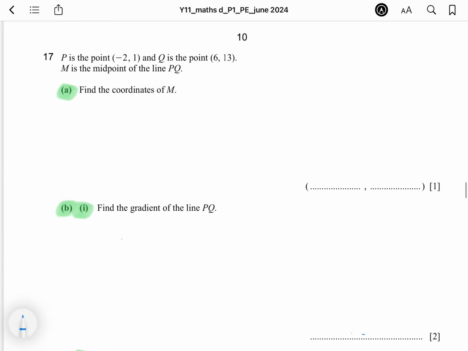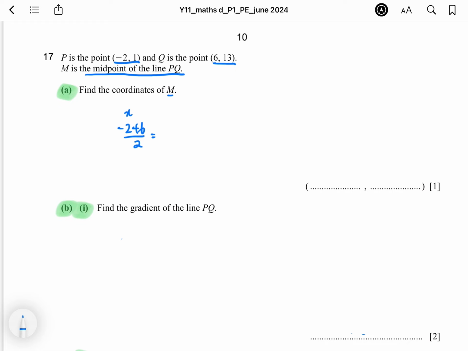Find the coordinates of M. M is the midpoint of line PQ. P is given, Q is given. So what I have to do is find your x first. So minus 2 plus 6 divided by 2 to find the midpoint.